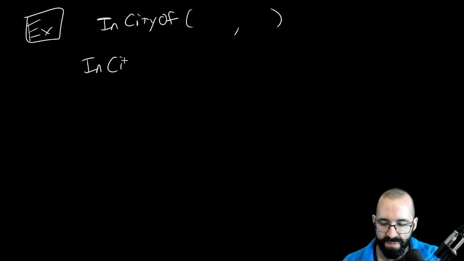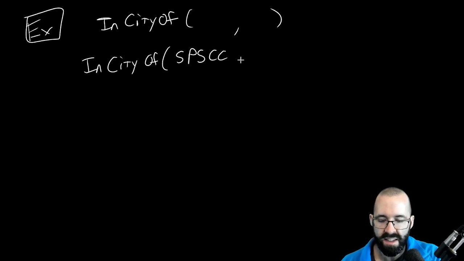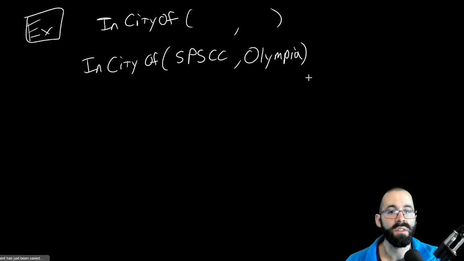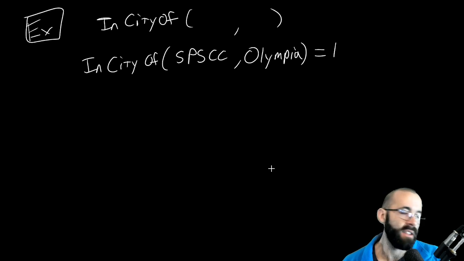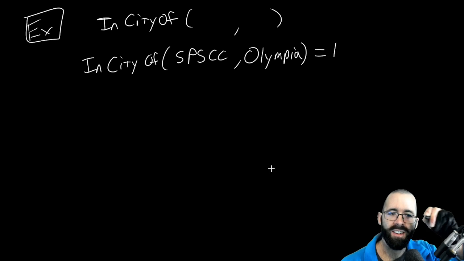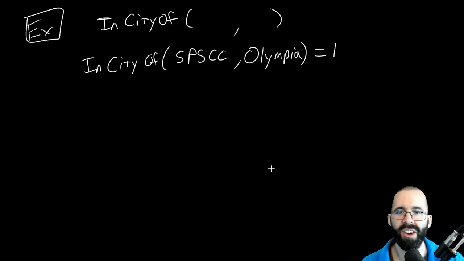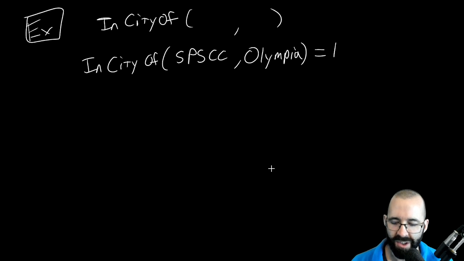So for example, in city of SPSCC, comma Olympia, is that going to be true or false? Well, it's true. SPSCC is in Olympia. It's a little weird because it looks like it's in Tumwater, but they kind of just cut out a little hole across the freeway. It is technically in Olympia. Correct me if I'm wrong, but I remember looking this up and it seemed a little weird.